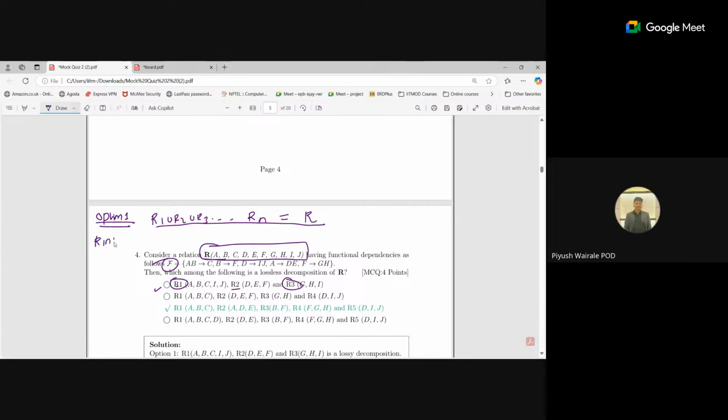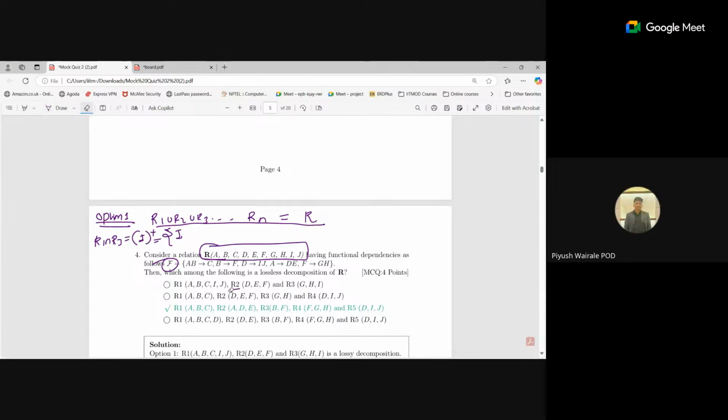So if I take R1 intersection R3, we get I as common. Now if I take the closure of I, I should get either R1 or R3. So are we getting that? Take the combination of I here? No. That is still the union of R1, R3, and the intersection of that with R2 still has no common attributes. So that will contradict the second condition.